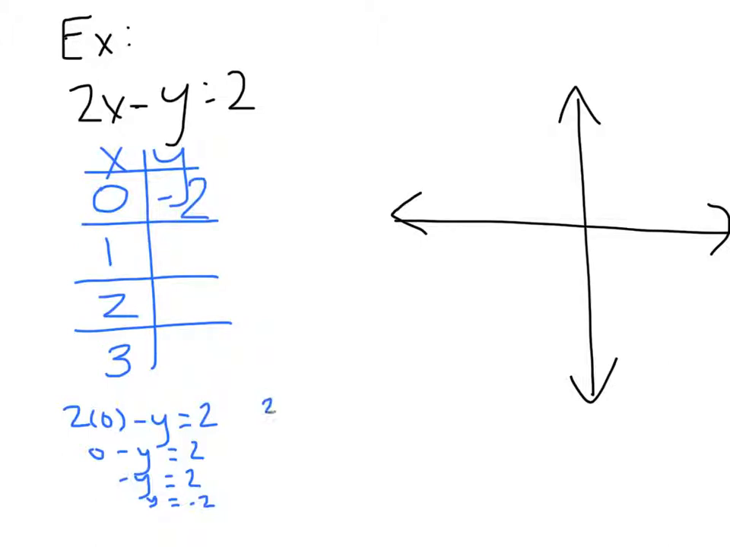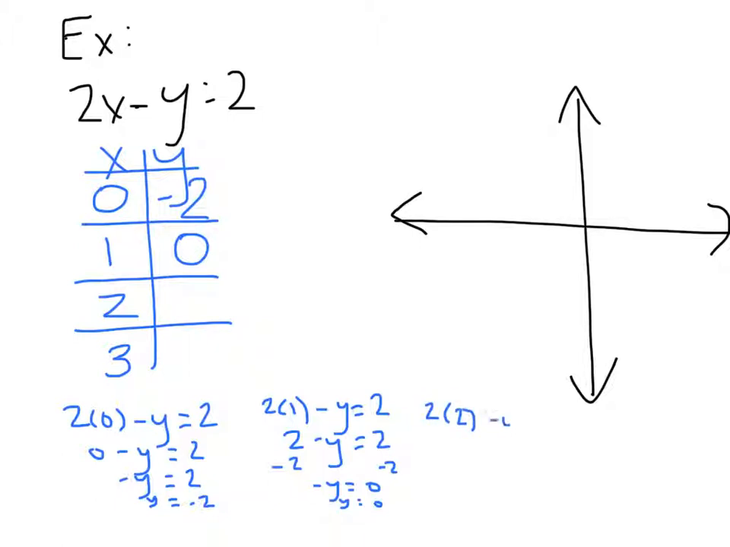If x is 1, I have 2 times 1 minus y equals 2. 2 minus y equals 2. I subtract 2. Negative y equals 0, which means that y equals 0. All right, if x is 2, I'm going to plug that in, so 2 times 2 minus y equals 2. Lots of 2's. 4 minus y equals 2, minus 4. Negative y equals negative 2, so y equals 2.